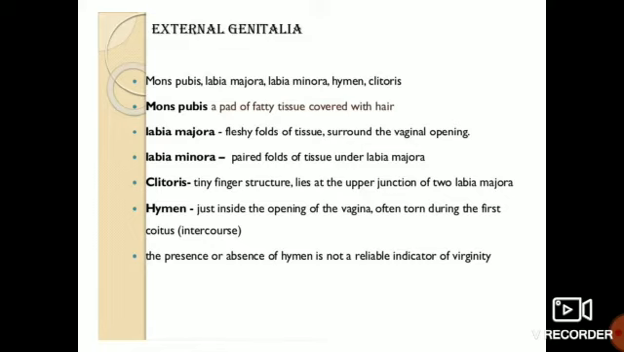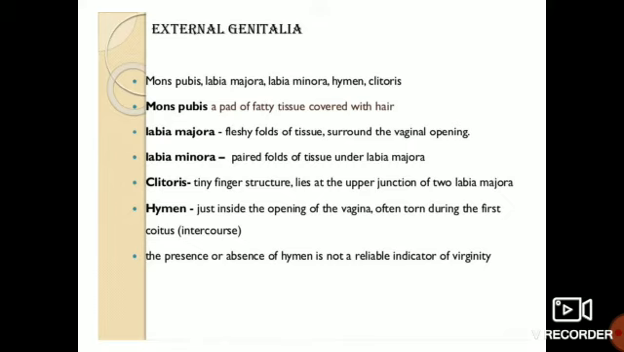Mons pubis is a pad of fatty tissue covered with hair. Labia majora are fleshy folds of tissue that surround the vaginal opening. Labia minora are paired folds of tissue under the labia majora, a lip-like structure just under them. Clitoris is a tiny finger-like structure that lies at the upper junction of the two labia majora.